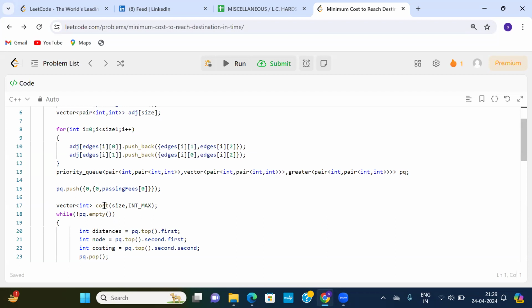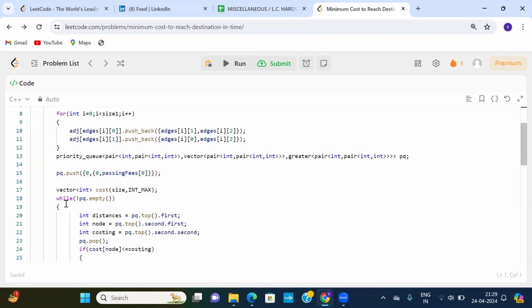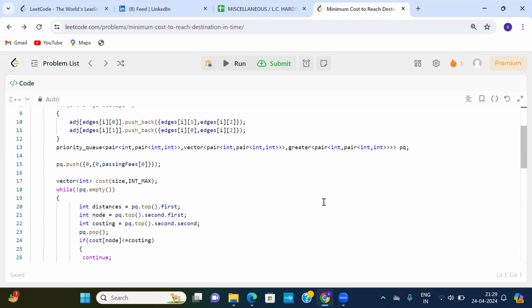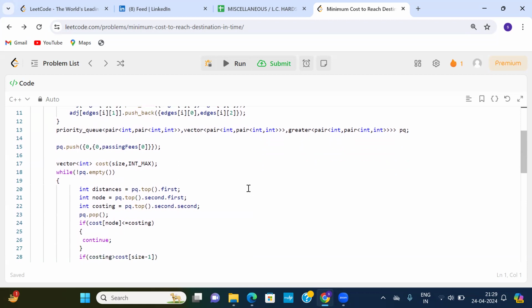Initially, we are starting from city 0. That is why here also 0. And what is the initial cost? The passing fees of 0th index. So that is why passing fees at the index of 0. We have maintained one cost array to store the cost, which is required for minimum cost, which is required to travel to that particular city within the constraint of this max time.